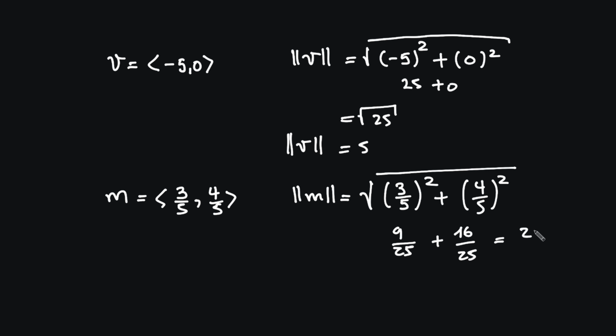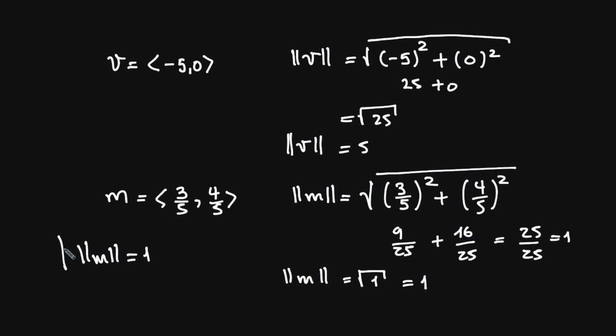9 plus 16 is 25, and 25 minus 24 is 1. So the magnitude of m will be the square root of 1, and the square root of 1 will be 1. Okay? So the magnitude of vector m will be 1. When the magnitude of a vector is 1, it's going to be called a unit vector. A unit vector, because its magnitude is 1.